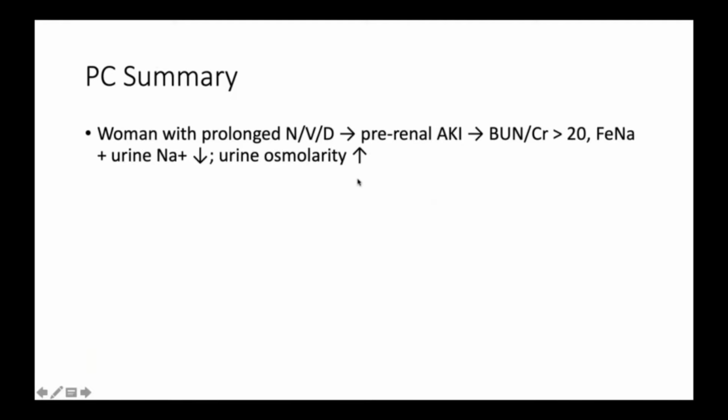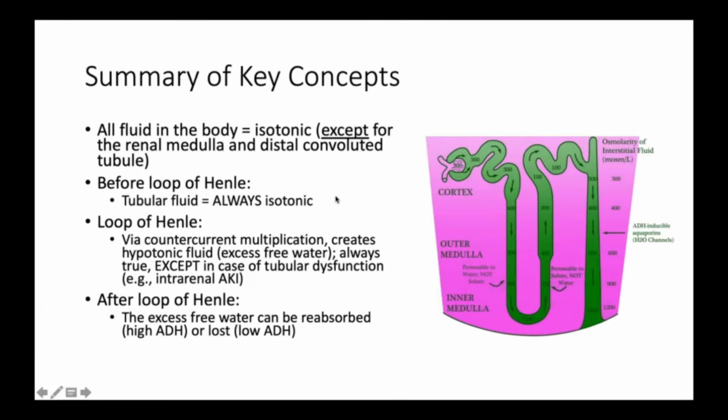So the summary pathophysiologic chronology is basically she drinks something bad, gets nausea, vomiting, diarrhea. So she's a prerenal AKI. Because of that, her BUN to creatinine ratio is above 20. Her FeNA and her urine sodium are both down, and her urine osmolarity is increased. So we're going to talk about the mechanisms behind this so you can understand in context, right? So you don't just memorize these numbers, you actually understand them in the context of ADH and urine osmolarity.